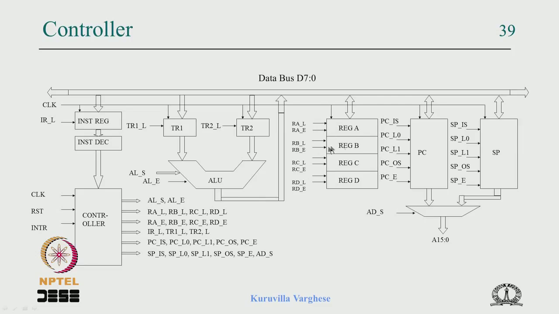So the first operation is moving the content of A to the temporary register 1. What we need to do is enable the register A output. So give a 1 to RAE, which is register A enable, then the data comes on the data bus, and that goes to all the register inputs. But then the controller has to give a pulse to the TR1L, which is the temporary register 1 latch signal, and it has to be in synchronization with the clock, very important.